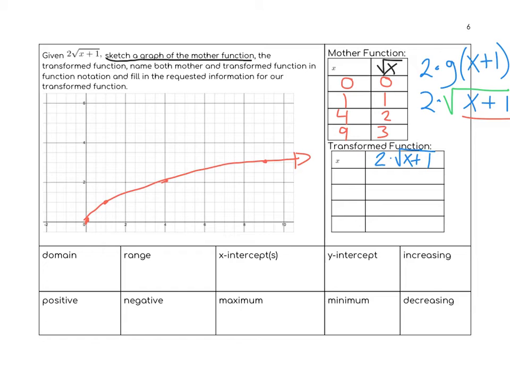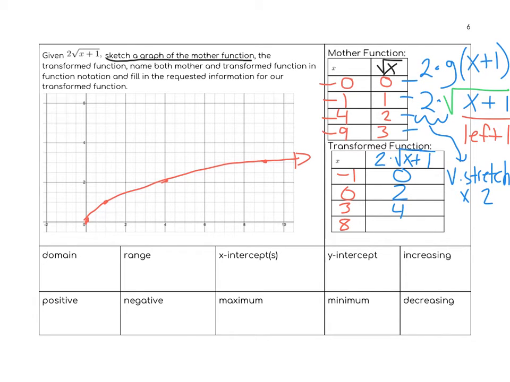So we know that on the inside, x plus 1 means that we're going left 1. So my x values, 0 would become negative 1. 1 would become 0, 4 would become 3, and 9 would become 8. And the number out front, which we used to call the amplitude in trig, is going to be a vertical stretch, and that's going to be multiplied by a factor of 2. So all of our y values are going to be multiplied by 2. 2 times 0 is going to be 0. 2 times 1 is 2. 2 times 2 is 4, and 2 times 3 is 6.